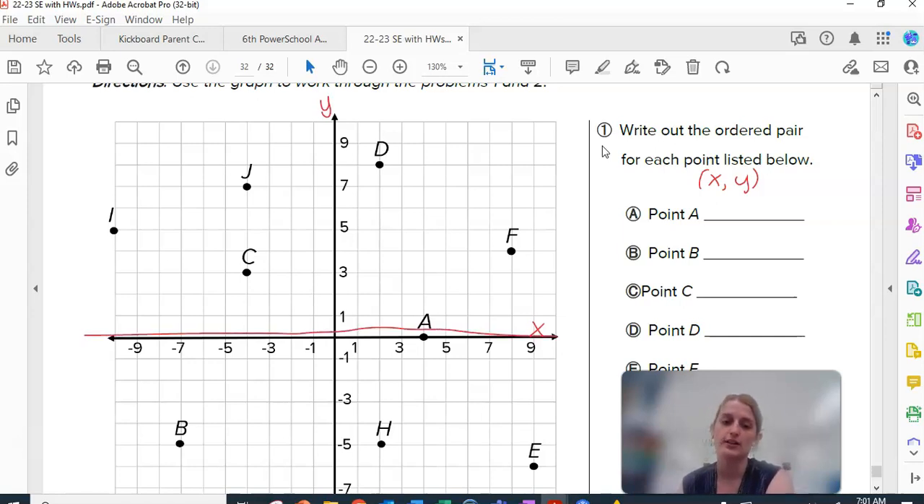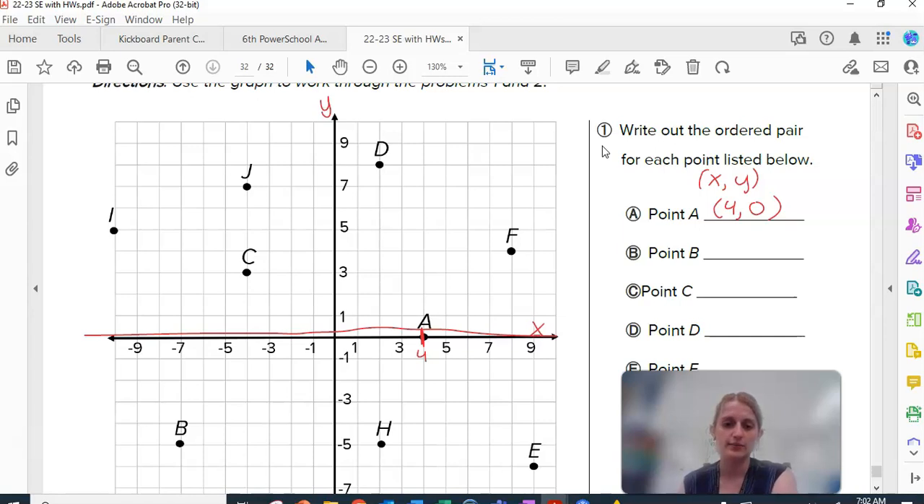So let's start with point A. Finding point A on the x number line, I can see it's between 3 and 5, so that looks like 4. So I'm going to write open parentheses 4, comma. Now the y-axis talks about how many spaces you move up or down. And I literally did not move off the x-axis. So I moved 0 spaces up and down. There's my first ordered pair.